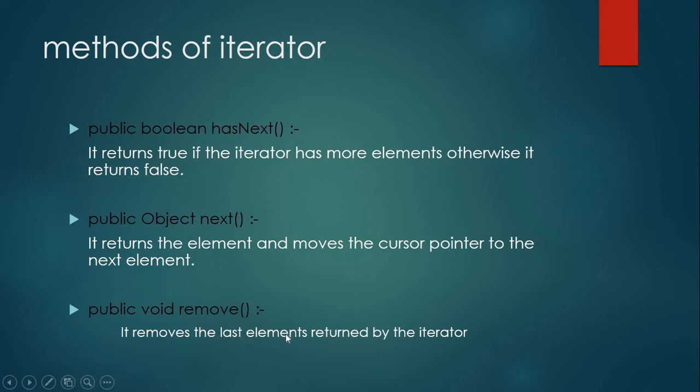Then the remove method. The remove method removes the last element returned by the iterator. Where the iterator is present, that element will be removed by the remove method. This we will understand by a program.